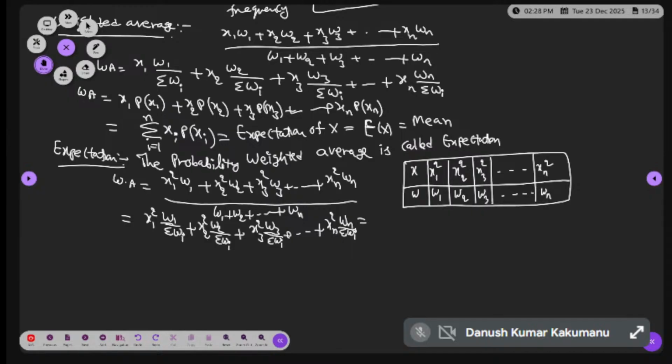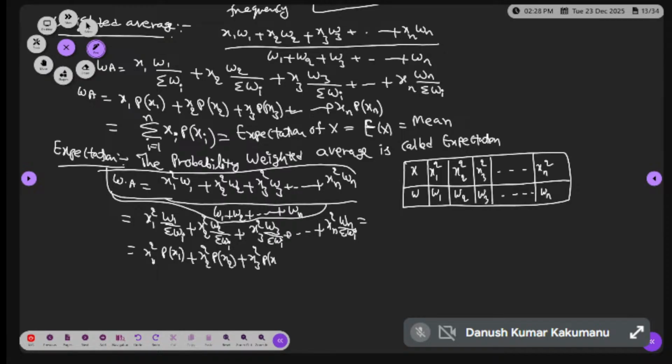Then this is also we are converting into the probability. This is the squares of the sample points divided by the sum of omega. This formula only we have separated. Now tell me what is the logic here? x1 square into P of x1, x2 square into P of x2, x3 square into P of x3, plus so on, xn square into P of xn.